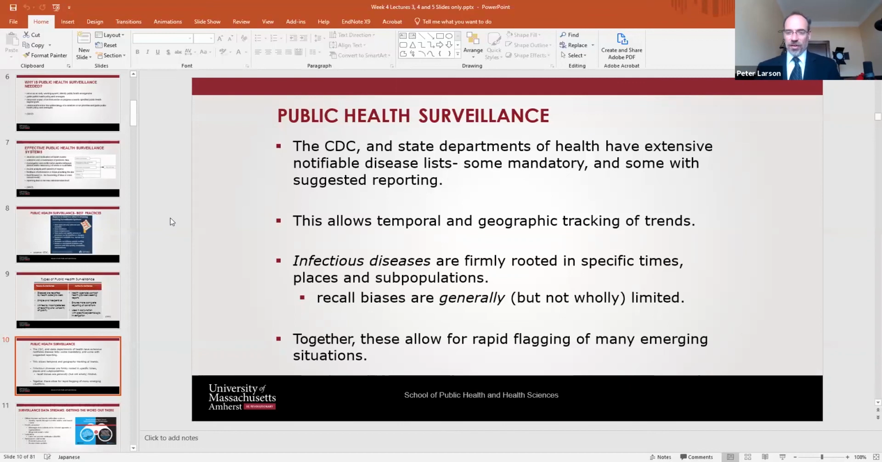Infectious diseases are firmly rooted in specific times, places, and populations, and recall biases in this case are generally, but not wholly, limited. So they're reporting what comes in. They're not depending on asking people what happened in the past. Together, these allow for rapid flagging of many emerging situations. So cases come in, we see spikes in cases, and this can set off alarm bells.